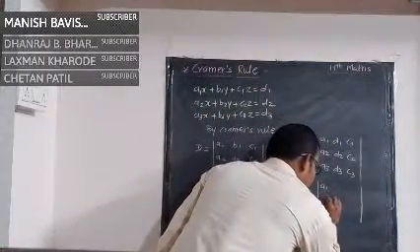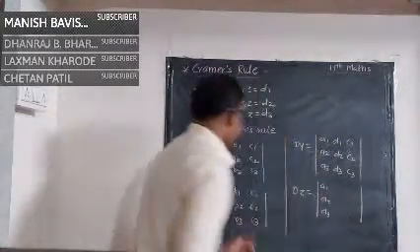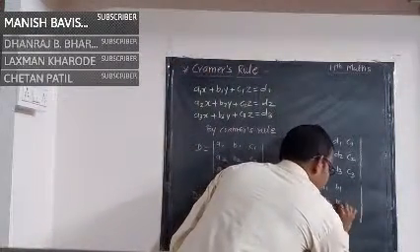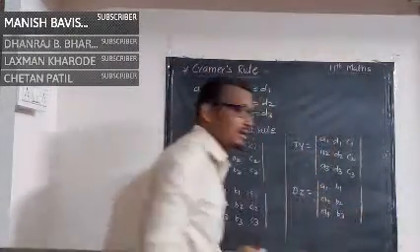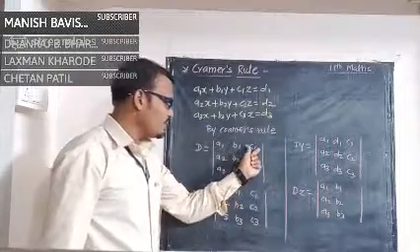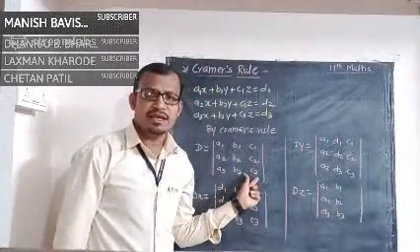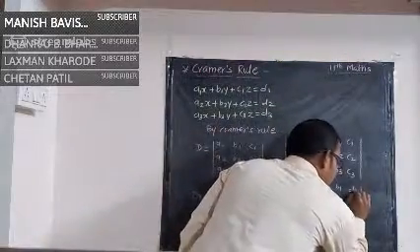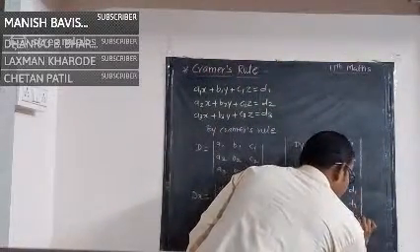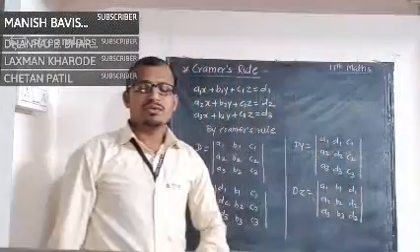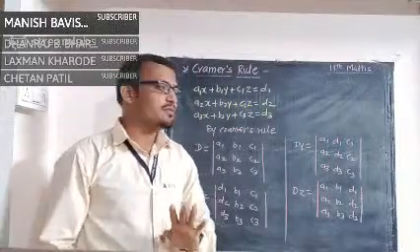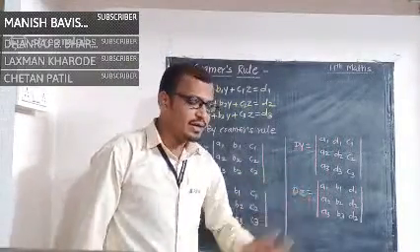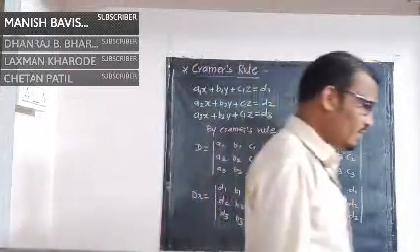So a1 a2 a3 as it is, then b1 b2 b3 as it is, and we replace the coefficients of z by the constant terms d1, d2 and d3. So it is d1, d2 and d3. In this way we can form the four determinants: determinant d, determinant dx, determinant dy and determinant dz.